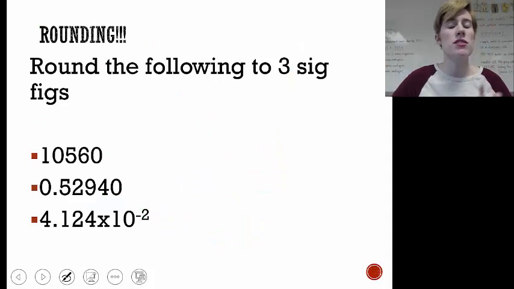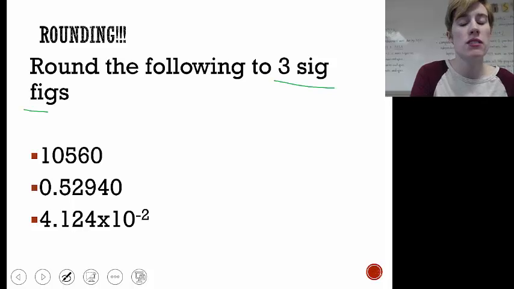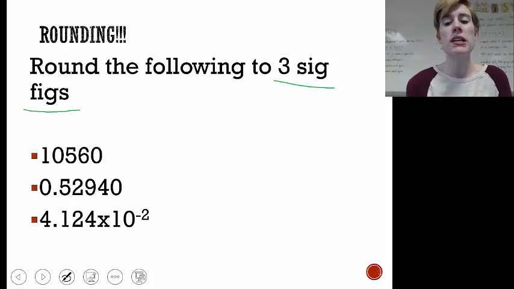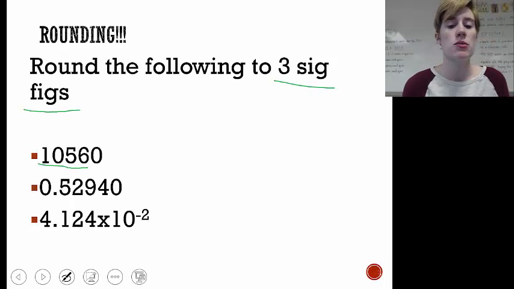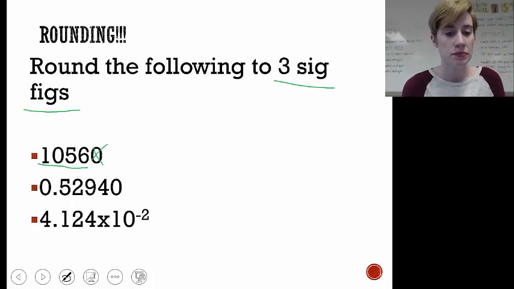All right, the last part of this video is rounding. I'm going to give you 3 values, and I want you to practice rounding them to different significant figures. Okay, so we're going to practice counting significant figures here. We want to have 3 sig figs in our number. This number currently has 4 sig figs, right? This last 0 doesn't count as a sig fig because there's not a decimal there.